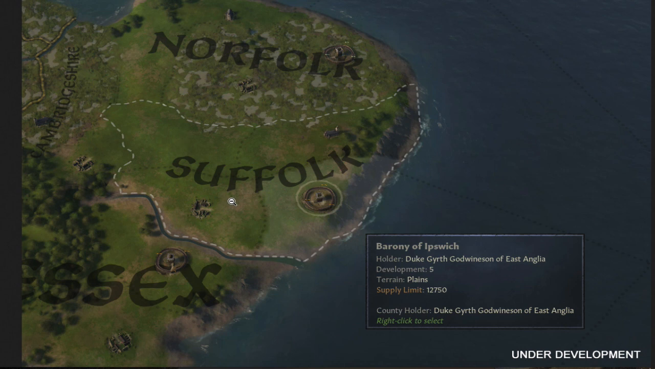And we have supply limits here. Terrain, plains, development 5. Supply limits 12,750. Development 5. That doesn't mean that there's 5 baronies, because there's not. Unless you can make more, but that would mean creating an extra province, and I don't think that would be available. The supply limits, however, very interesting. You have 12,750 men without dying, but this development does worry me.